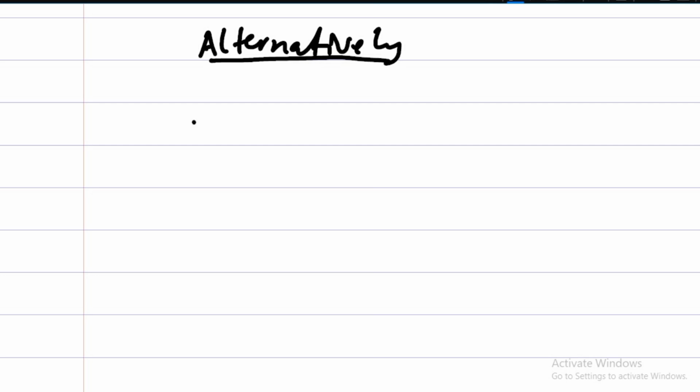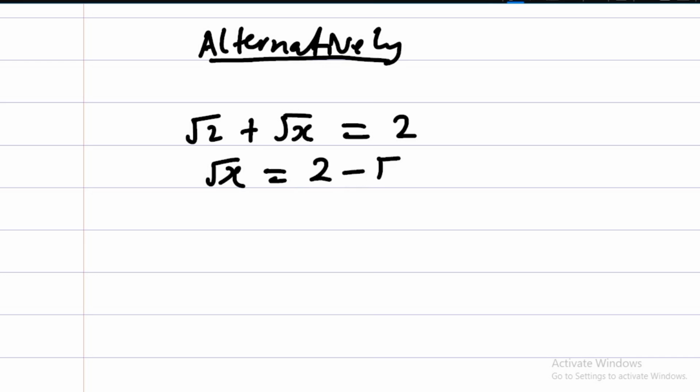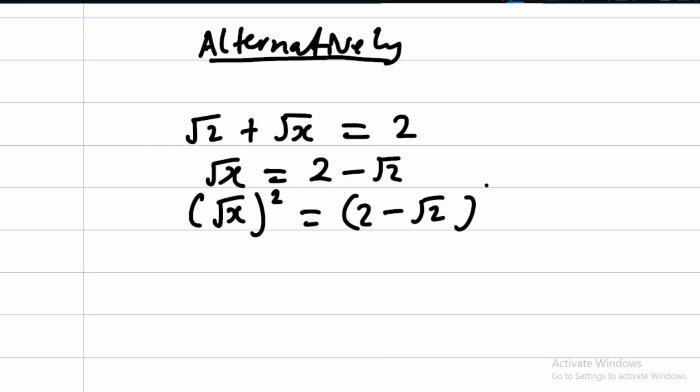Okay, so I have that root 2 plus root x is equal to what? 2. Now let's decide to take the root 2 to the other side and see what happens. This is root x is equal to what? 2 minus root 2. So let us square both sides. I'm going to have that root x all squared is equal to 2 minus root 2 all squared.